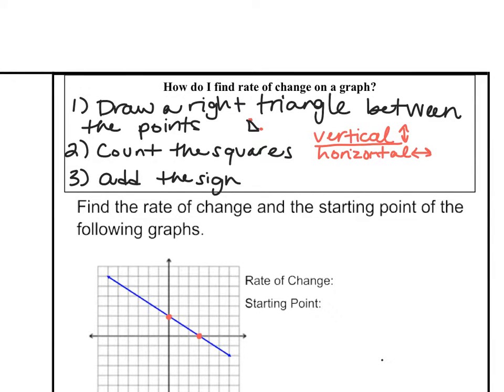So if it looks like this, if it's going up to the right, that is a positive graph. If it's going down to the right, that is a negative graph. Please make sure you write this down so you have it as a reference.